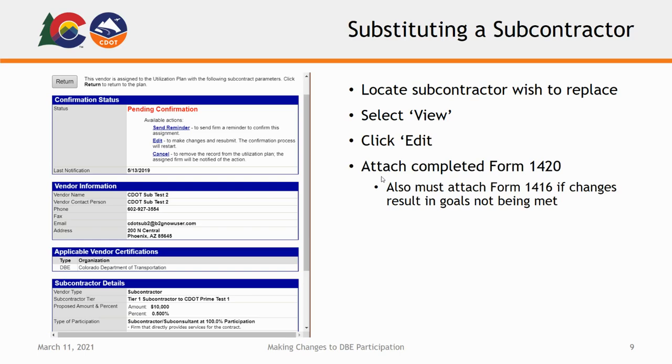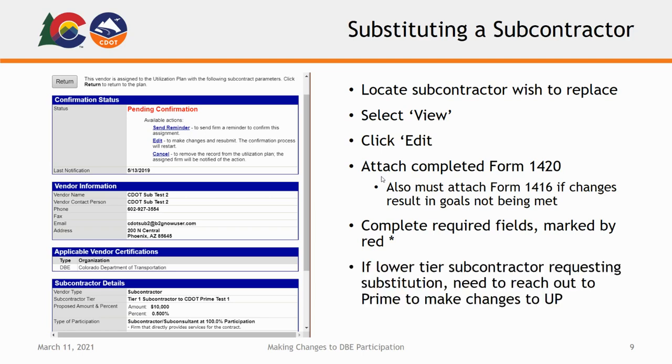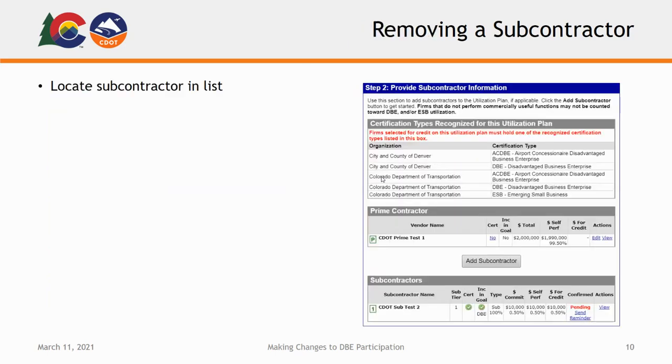Contractors from past projects previously may have achieved this step via email, but you will now only need to submit the completed Form 1420 in order to maintain more consistency and expedite communication with CDOT projects and staff. Also, if your changes result in your overall contract goals not being met, you must also submit the accompanying waiver, Form 1416, as well. Complete the remaining required fields for the subcontractor, marked with red asterisks, and complete any additional desired information. If a lower tier subcontractor is in need of requesting a substitution of a hired subcontractor, they will need to reach out to their prime contractor to make the necessary changes in the utilization plan.